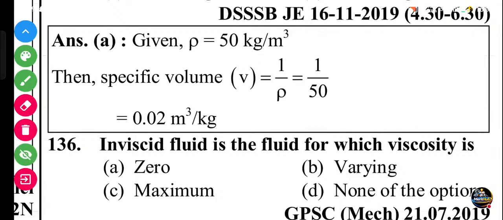Inviscid fluid is the fluid for which the viscosity is zero, or any non-viscous or inviscid fluid.